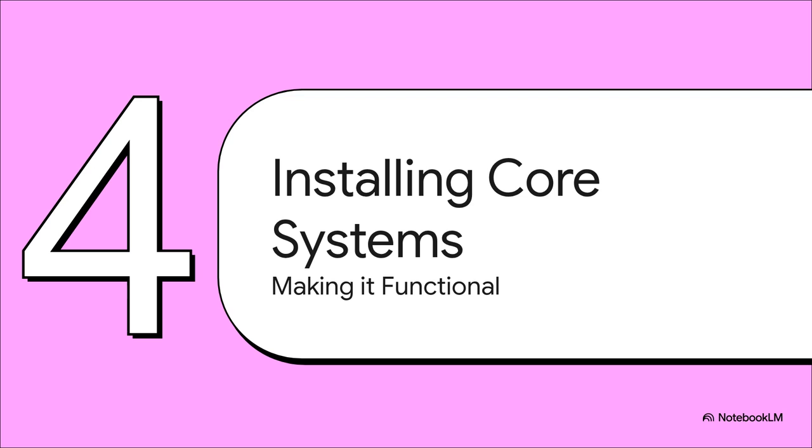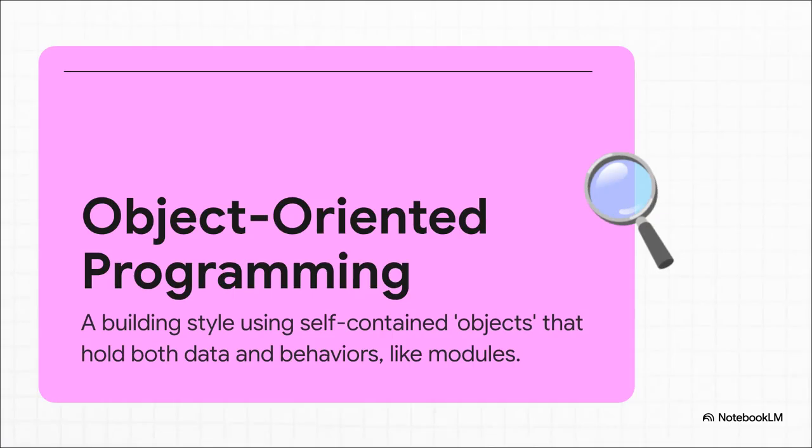Okay, so we have a frame. It looks like a house, but it's not a home yet. It's not livable. We need to install the core systems, the plumbing, the electrical wiring, all the stuff that actually makes it functional. And the main idea here is something called object-oriented programming, or just OOP.